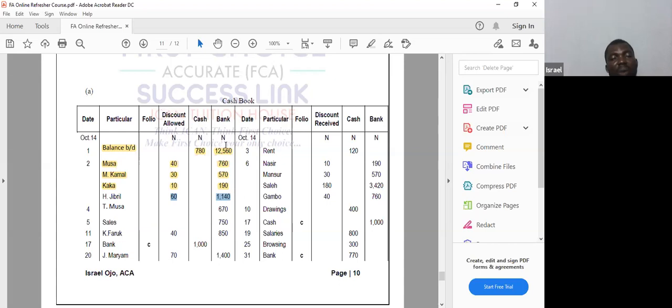Now, if you look at this, what we have under this bank, you notice that that is the actual amount that eats up this bank. It means the actual amount is what is being posted in the bank, then the other one is 60. So now let's look at the next one.